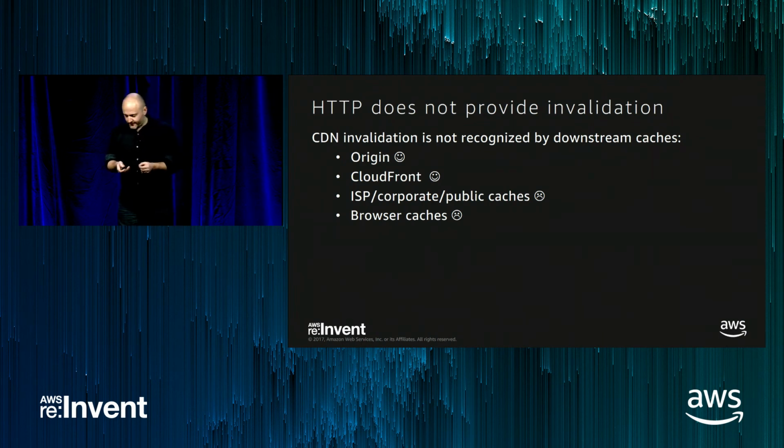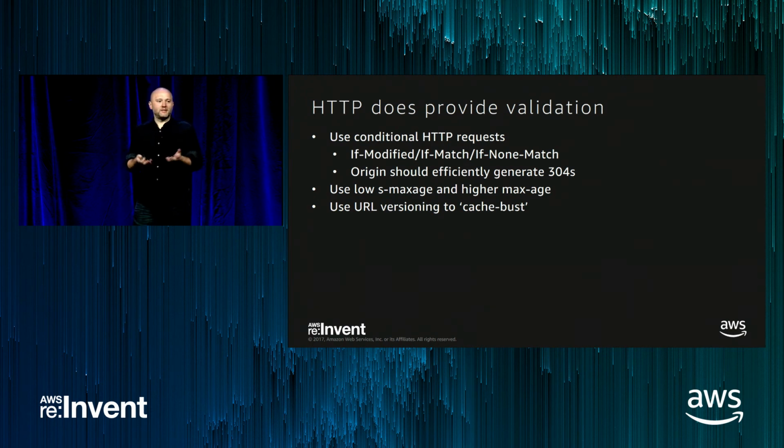The better way is to use validation. Validation is built into the HTTP spec. I mentioned it previously. It's what's called conditional HTTP requests. So I can say, perform this particular action, but only if. So for example, if modified, give me the object, but only if it's modified since this particular date and time. Or the other one I mentioned was if none match. So that would be a case of give me the object, but only if the entity tag, the E tag, is different to the one I've got.